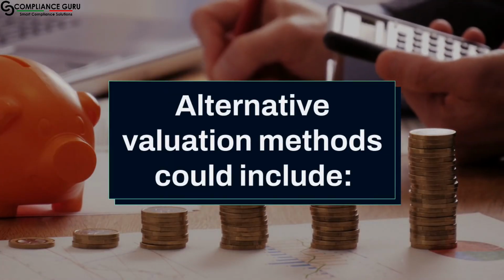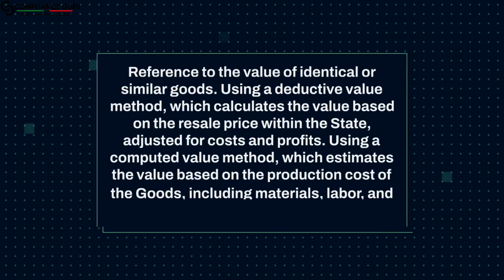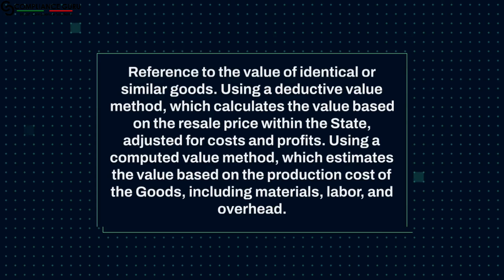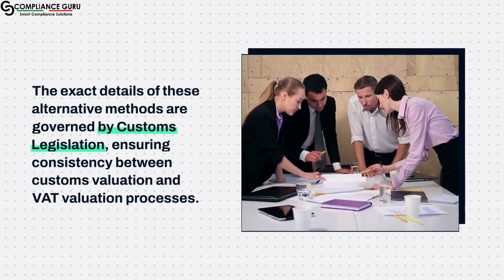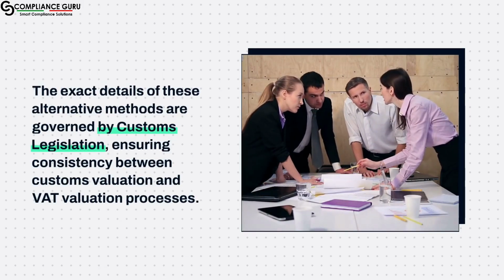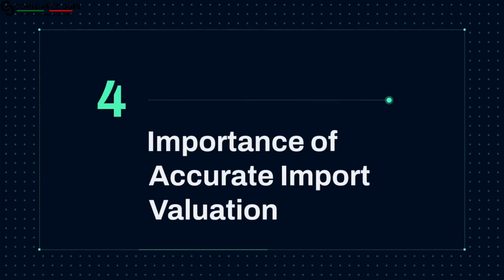Alternative valuation methods could include reference to the value of identical or similar goods, using a deductive value method, which calculates the value based on the resale price within the state, adjusted for costs and profits, using a computed value method, which estimates the value based on the production cost of the goods, including materials, labor, and overhead. The exact details of these alternative methods are governed by customs legislation, ensuring consistency between customs valuation and VAT valuation processes.